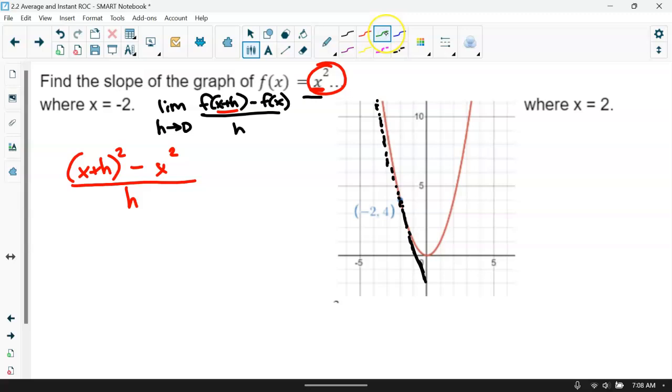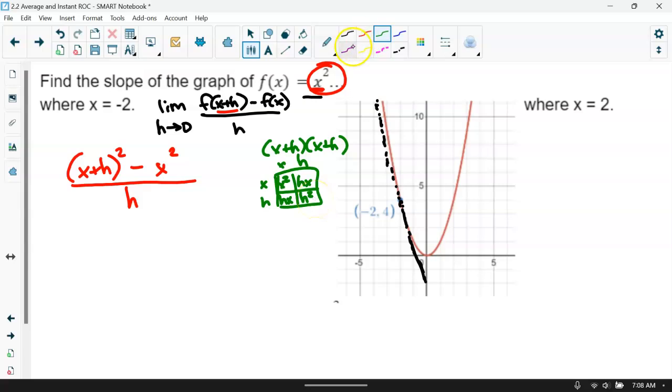Now notice we need to start simplifying because this is x plus h squared, which is x plus h times itself, right? X plus h. So I could do FOIL or box. Here I'll go ahead and do the area model. So x plus h times x plus h. Now again, if you're FOIL, go for it. So I've got x squared, h times x, and h squared.